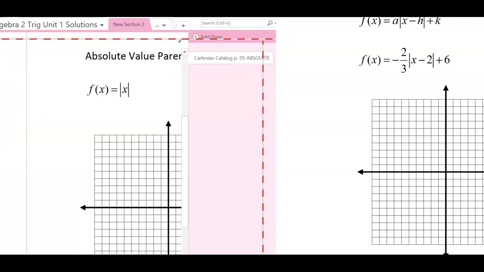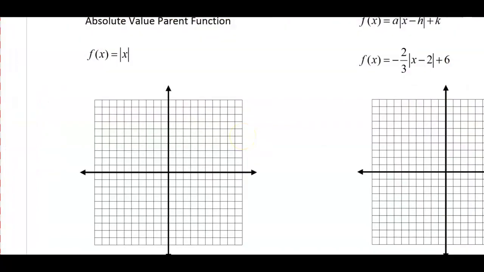So like vertex, where was the vertex? Ethan? 0, 0. So let's fill in our vertex. Cute, right? Told you I was having problems. Okay, so let's fill in our vertex at 0, 0.